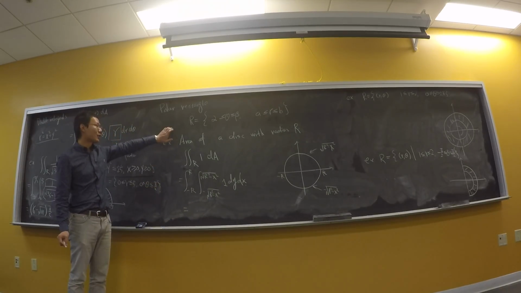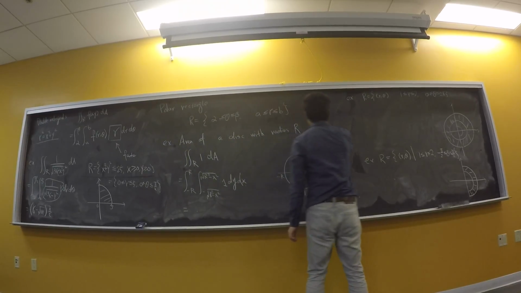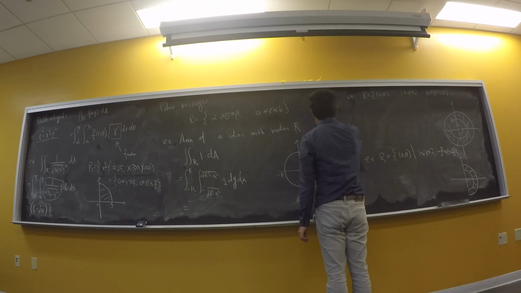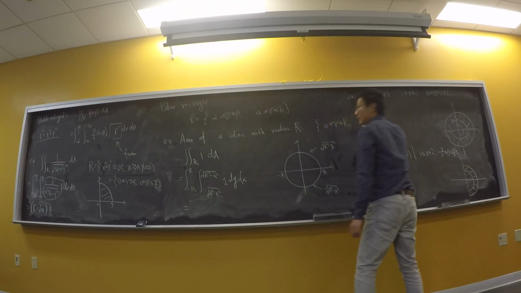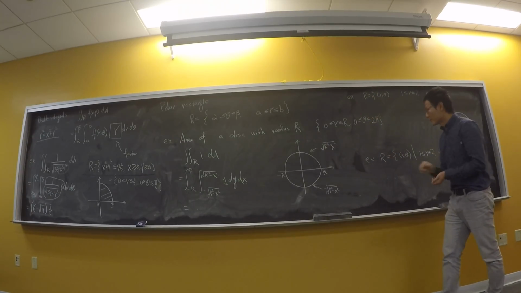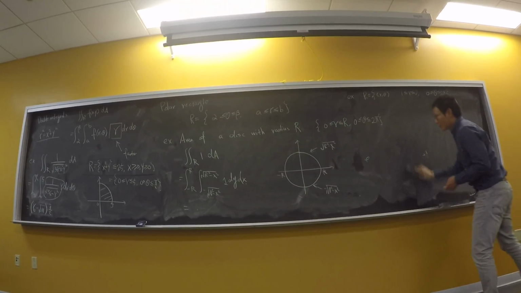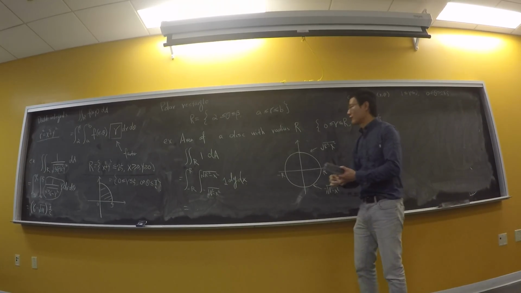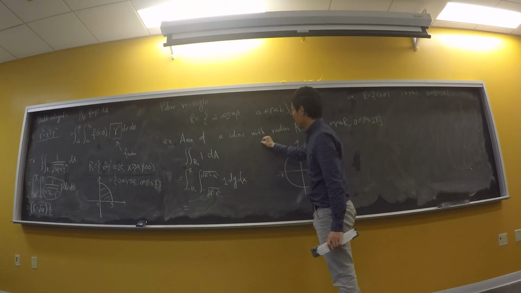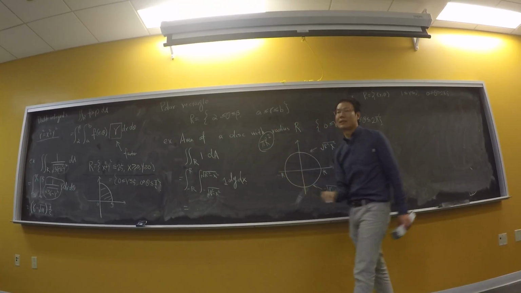However, we know we can also identify this disk as a polar rectangle, which has a simple form: r is bounded between 0 and capital R, and theta is bounded between 0 and 2 pi. Am I right? That's what we need to do, which means evaluating the double integral. Oh, before I even evaluate this, what is the formula for the area? Pi r squared, right? That's the formula for the area of a disk.